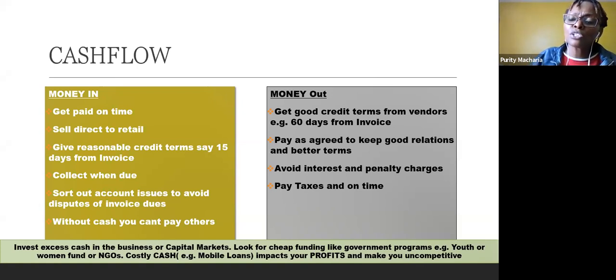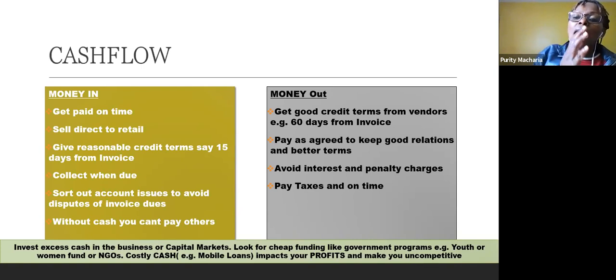Sometimes you may have account issues with your clients, especially offline clients, maybe not so much online. Offline clients like wholesalers, retail shops, and so on, sometimes you invoice them, and your salesperson or yourself had promised a discount, but it doesn't appear on the invoice, so they don't pay you. They're not refusing to pay you because they don't have money, they're refusing because there's an issue with the invoice. So make sure those are sorted quickly. And maybe you're not there yet, but when you get there, these things still apply.